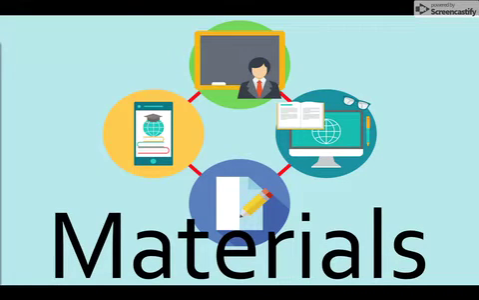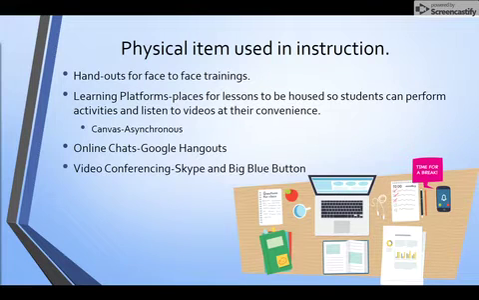Materials. This is the actual items created by the designer. Physical items used in instruction include handouts for face-to-face trainings, as well as the learning platforms where instructors or trainers can place lessons to be housed so the students can perform the activities and listen to videos at their convenience. A great tool to use for this is Canvas. This is an asynchronous tool that is used by many universities across the United States.